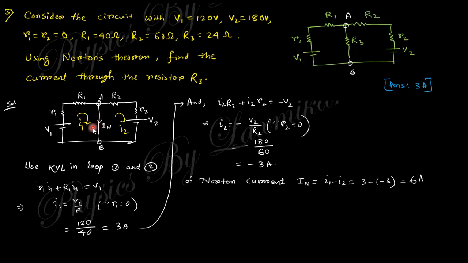So you take this capital I1 and small I2. Using KVL in loop 1, you get capital R1 I1 equals V1, and small r1 is 0, so you will get I1 equal to V1 by R1, that is 3 ampere. So for this loop, the I1 current equals 3. In loop 2, you will get the equation I2 R2 equal to minus V2, so you get minus 3. So Norton current is nothing but I1 minus I2, that is 6 ampere. So you will get the Norton current.